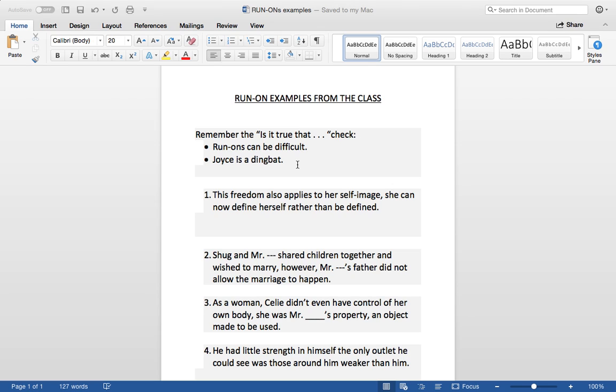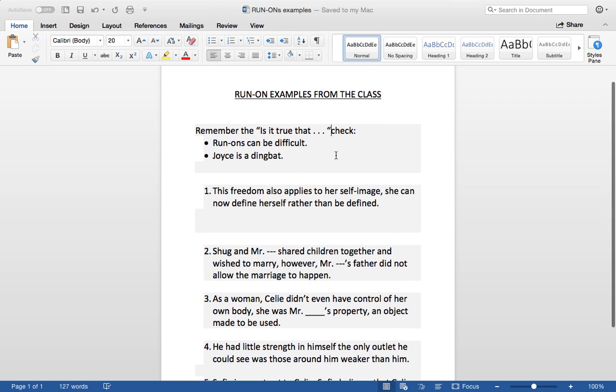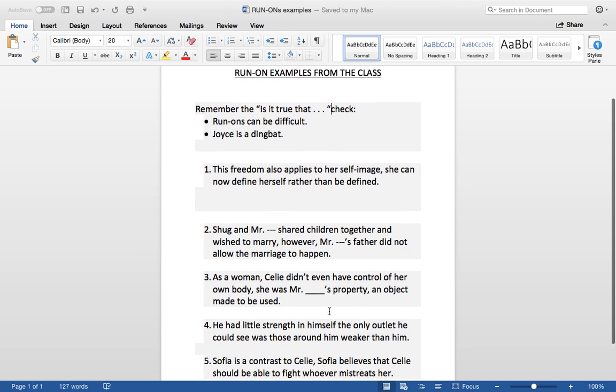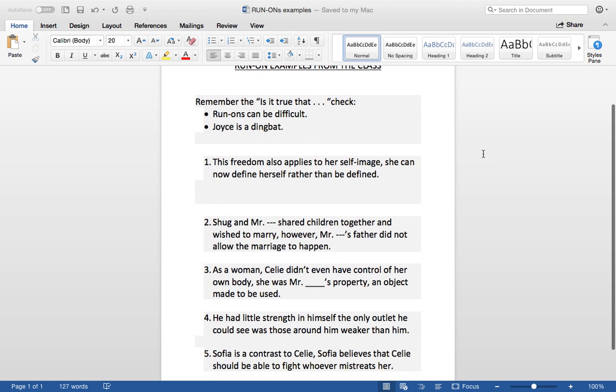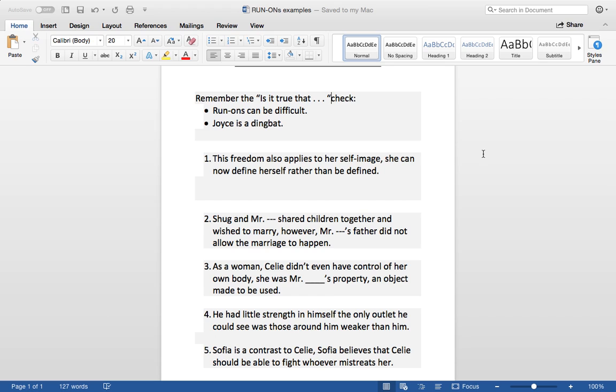All right, I might sound like I'm babbling a little bit, but we'll now apply this check to all of the following, and perhaps you'll see how helpful this really is. All right, here's a sentence from one student's paper. This freedom also, we're talking about Seeley, this freedom also applies to her self-image, comma. She can now define herself rather than be defined.